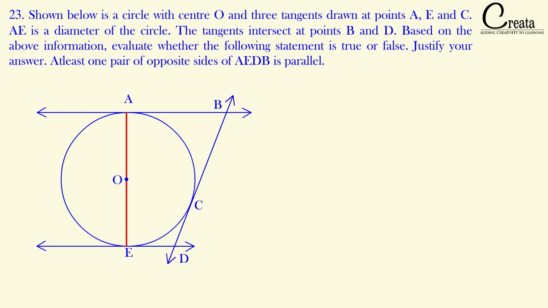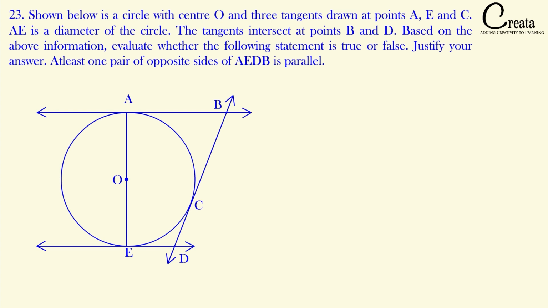This is important. Further in this question a quadrilateral is forming, the quadrilateral AEDB, and we have to show at least one pair of the opposite side of AEDB is parallel. If you observe this quadrilateral, AB and ED are the two opposite sides and AE and BD are the two opposite sides. And we have to show any one of the opposite sides are parallel to each other. So let's approach this question.